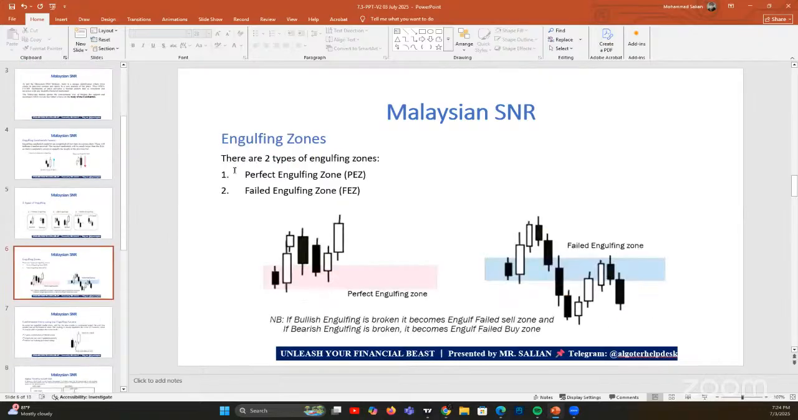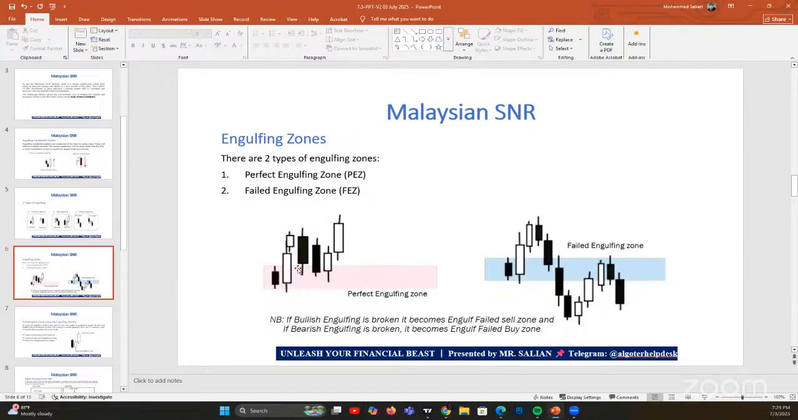Also, there are engulfing zones. So there are two types. The perfect engulfing. Okay, this is the engulfing, right? This red and green, for example. Then what you notice, price went up there and it went down in this zone. This is the zone they are talking about here. So it's perfect because it only comprises two candles, the red and the green, or the green and the red. And price tends to come back to this zone before flying.